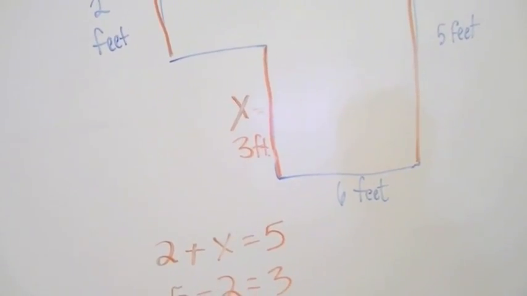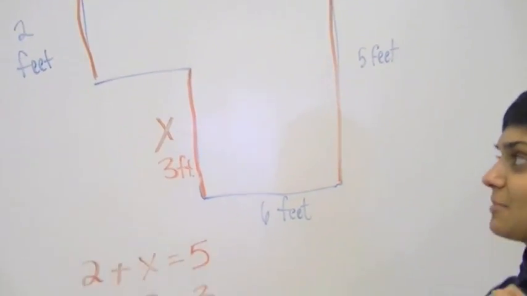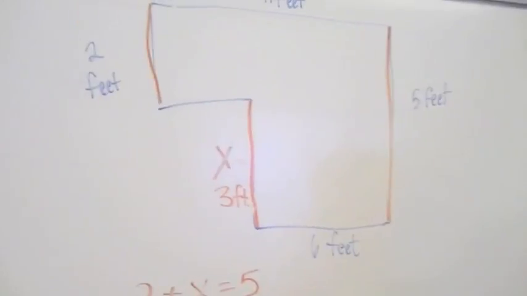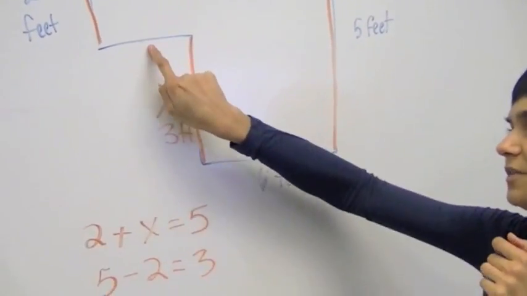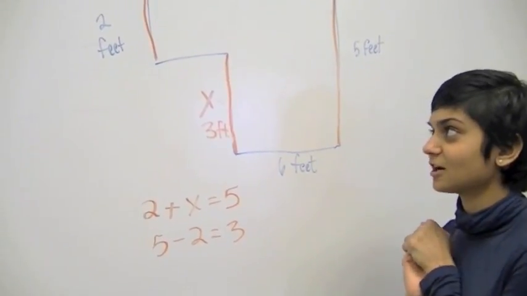Now, we still need to find what the length is of this side right here. If you struggled the last time, this time hopefully you can use the steps that we just took to help you find out what the length is of this side. It's going horizontally. Pause the video to see if you can figure out what the length is of this side.